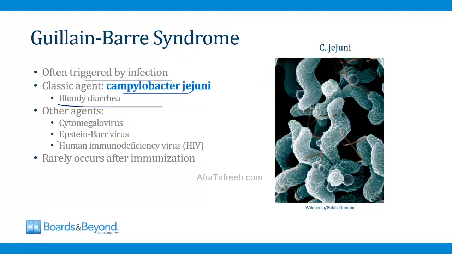Other agents that have been reported to cause Guillain-Barré include cytomegalovirus. CMV is the most common virus associated with Guillain-Barré syndrome, also Epstein-Barr and HIV, and there have been rare cases of Guillain-Barré syndrome being triggered by an immunization.